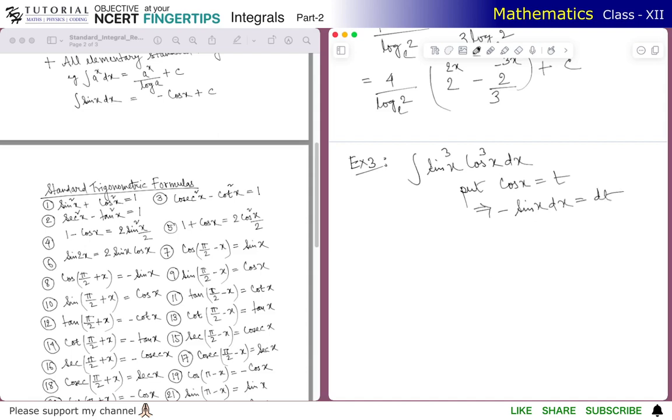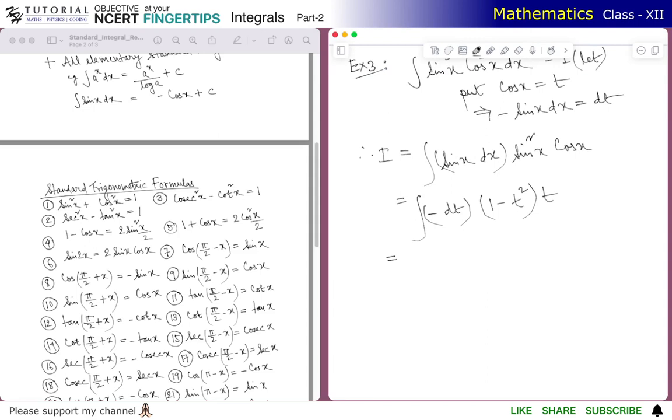Now if we do the substitution, minus sin x dx equals dt. From sin cube x we take out sin x dx, and we are left with sin square x and cos cube x. Now this is minus dt, and sin square x is 1 minus cos square x, which is 1 minus t square, and cos x is t.